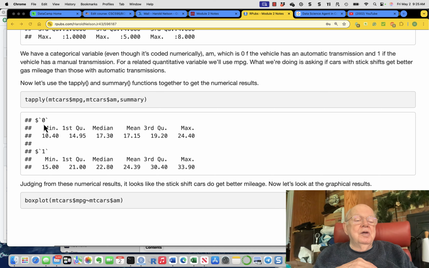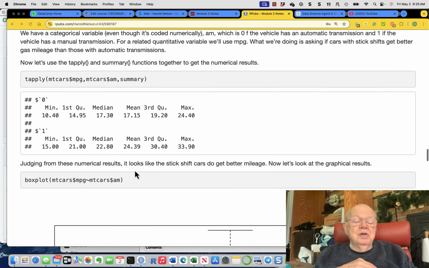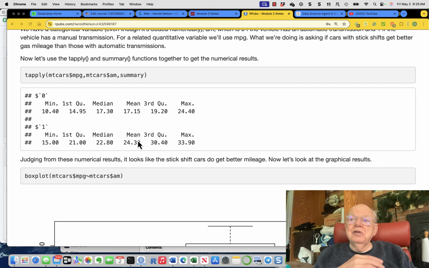So here's the summary data for the am values of 0, which is automatic transmission, and I see that I have a mean mpg of 17.15. For the stick transmissions, I have a mean value of 24.39. So just on that simple comparison, either median to median or mean to mean, it looks to me like the stick shifts actually get better mileage.